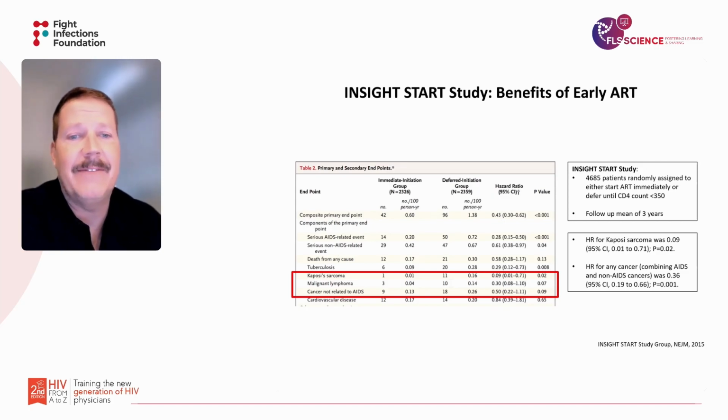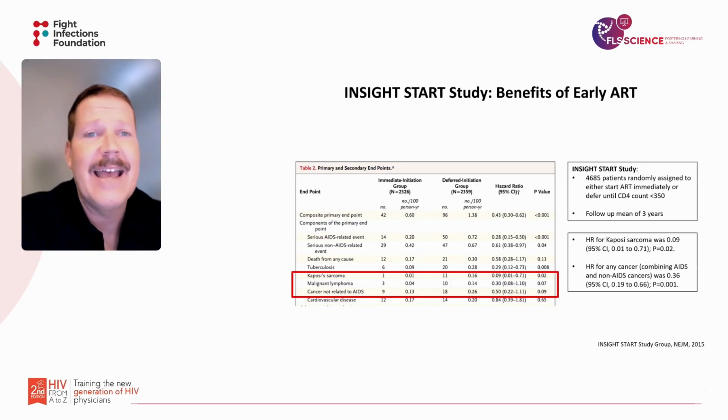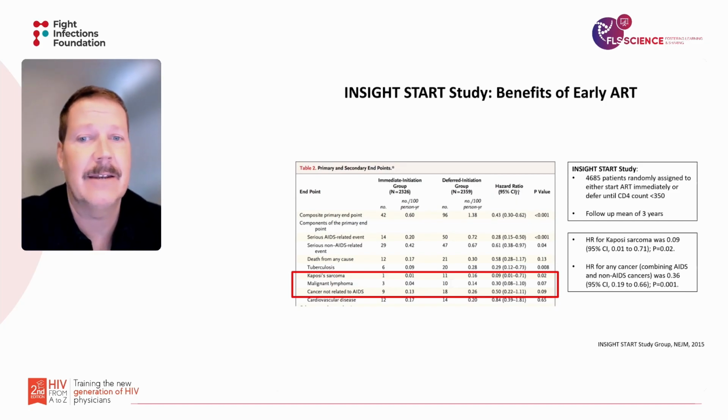The important point is that they found that cancer incidence was significantly decreased for many cancers through early ART initiation. The hazard ratio for Kaposi sarcoma was 0.09, so almost 90% decreased risk of KS for those in the immediate initiation group. And looking at any cancer, combining AIDS-defining and non-defining cancers, the HR was 0.36, so over 60% decreased risk of developing cancer in those who immediately started ART.